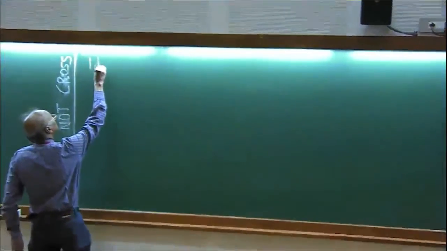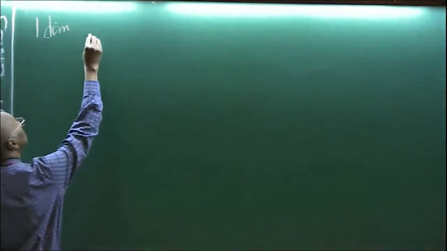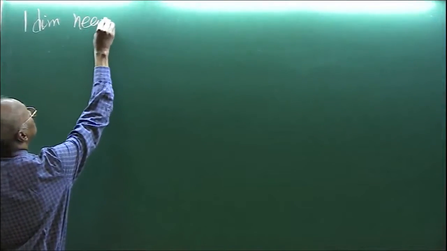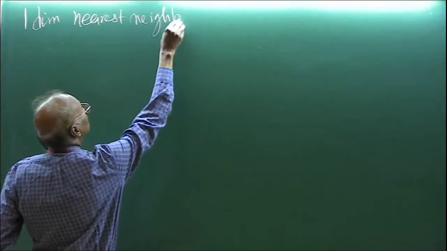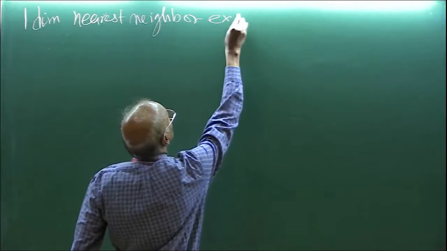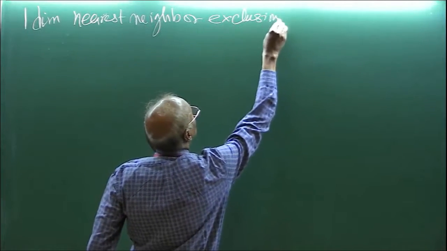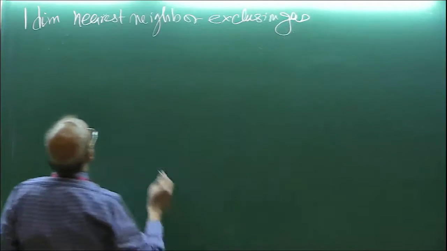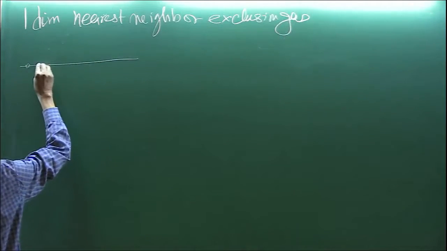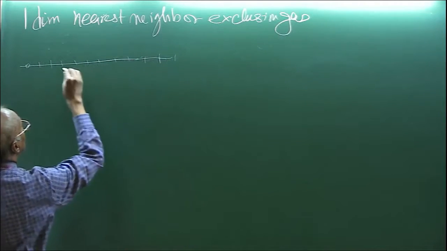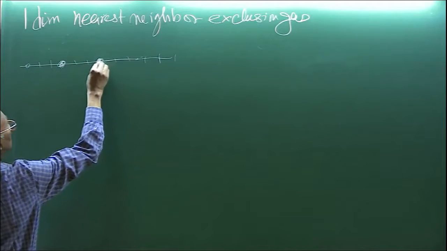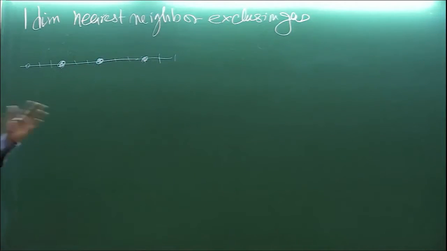So let us start with the one-dimensional nearest neighbor exclusion gas. So you have a line, and these are sites, some of which are occupied, but the condition is that you cannot occupy adjacent sites.